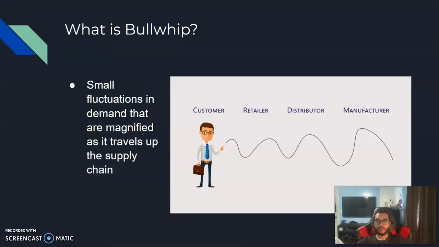So, what is bullwhip? The bullwhip effect is an occurrence in the supply chain that happens when small fluctuations in demand are magnified as demand increases and moves upstream the supply chain. The bullwhip effect can be caused by many things which influence demand, like a sale or a change in demand, such as with toilet paper at the beginning of the pandemic.